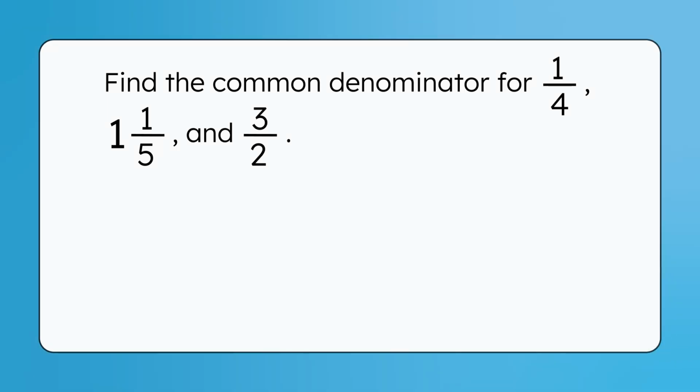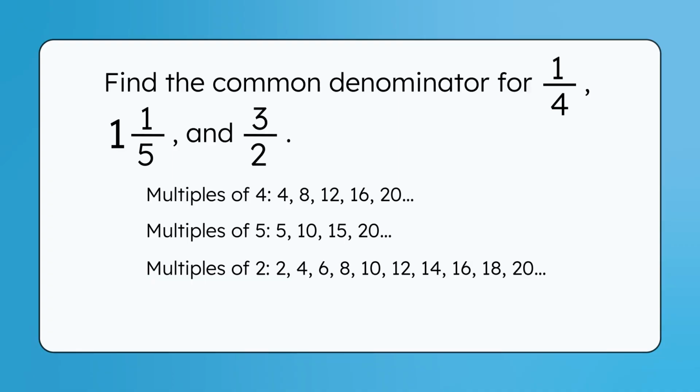The denominators are 4, 5, and 2. First, list the multiples. Which is the lowest of the multiples? 20. That means the common denominator for 1/4, 1 1/5, and 3/2 is 20.